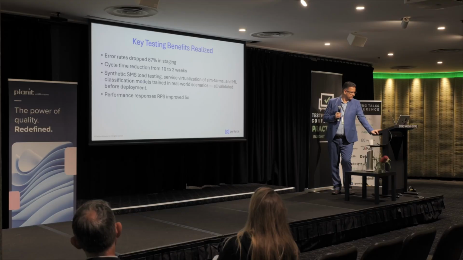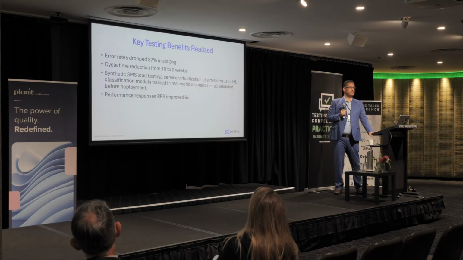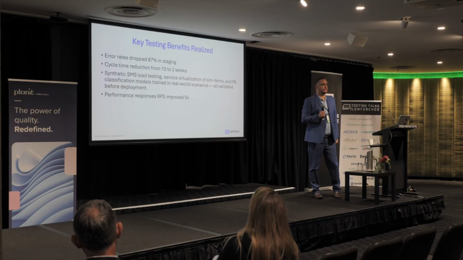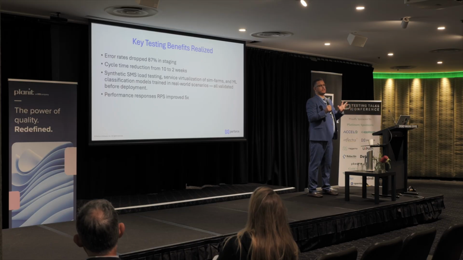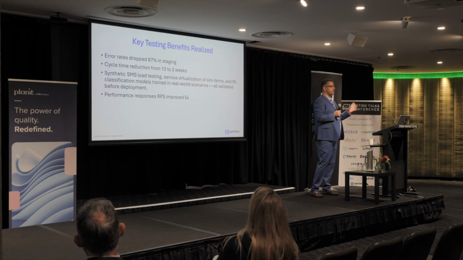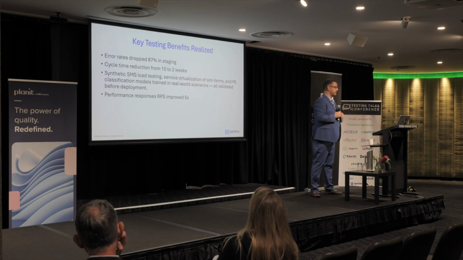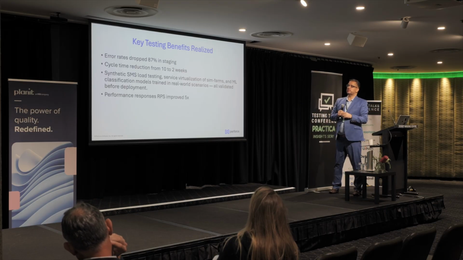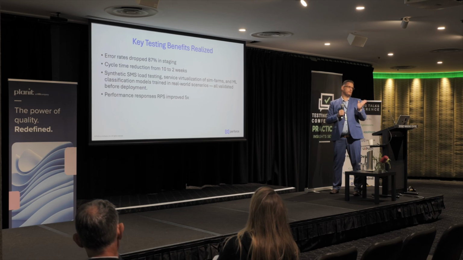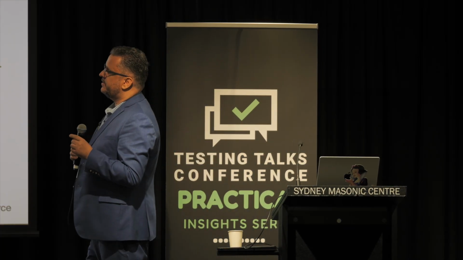Okay, so what did we actually achieve? This was done a year and a half ago, and this system is in production as we speak. What we know about this system at this moment is that error rates in staging, when we had some problems and defects and the system couldn't handle it, dropped after implementation by 87%. We were able to reduce testing cycle times from 10 to 2 weeks. I know 2 weeks sounds like a lot, but you need to test the logic of almost 50 different systems, right?